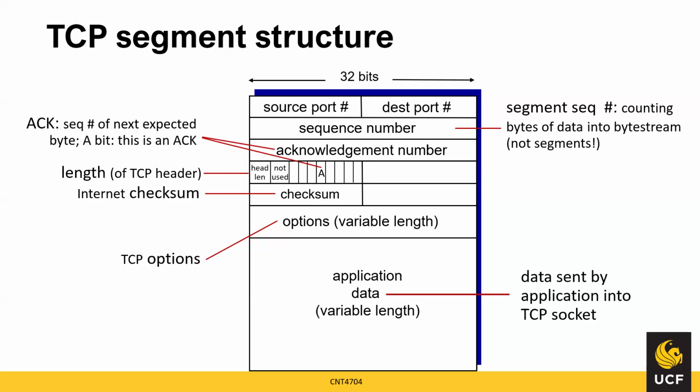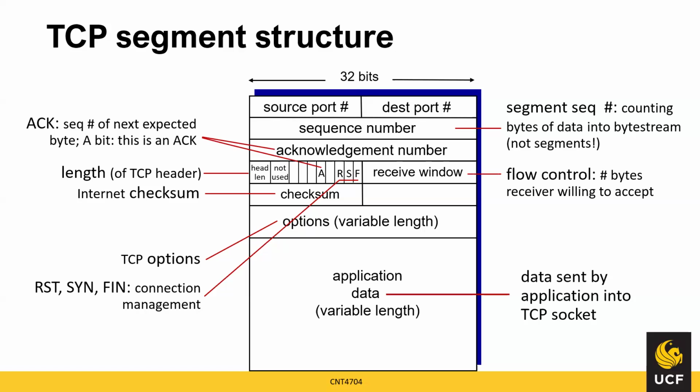This was the header length of the TCP that tells the header length. I skipped a transition. And we have the RST, SYN, and FIN. These are the flags used for connection management. We're going to study these with the handshake. And we have the receive window. This is used for flow control. This tells the sender, hey, this is what I can receive, and it tells the sender how many bytes it's willing to accept.